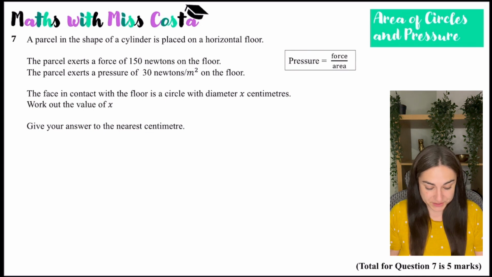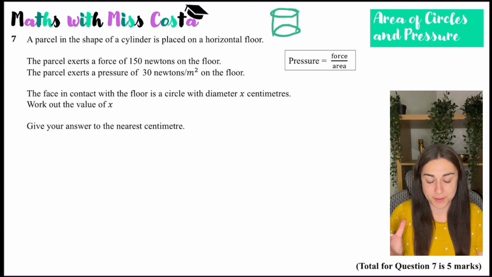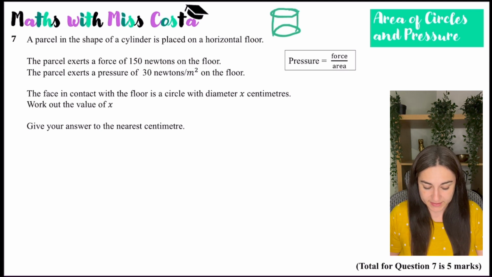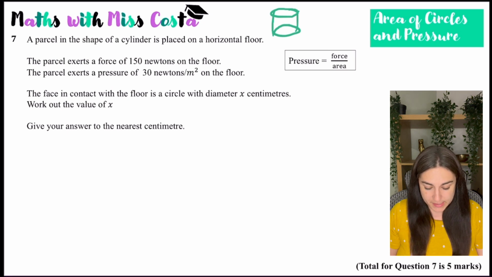Okay, so in this question, I'm told that a parcel in the shape of a cylinder is placed on a horizontal floor. So you could just visualize what's happening. So it's a parcel in the shape of a cylinder. The parcel exerts a force of 150 newtons on the floor and a pressure of 30 newtons per meter squared. The face in contact with the floor is a circle, so over here, with diameter x centimeters. And I need to work out the value of x.